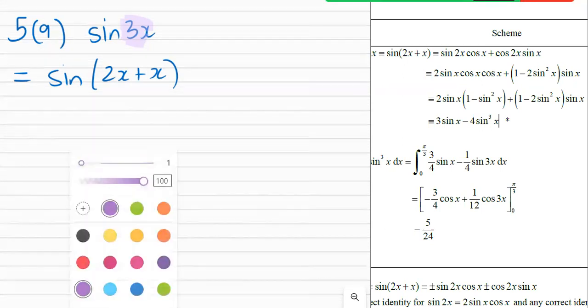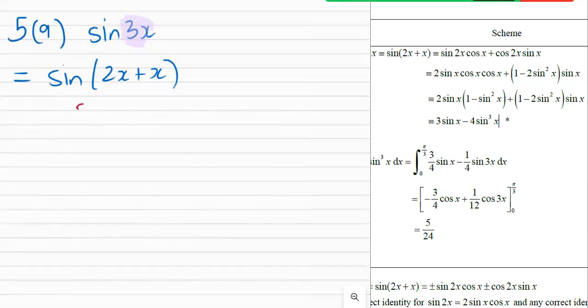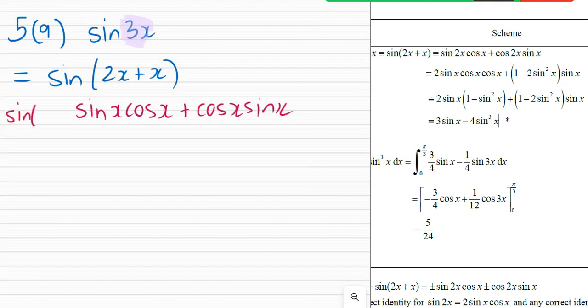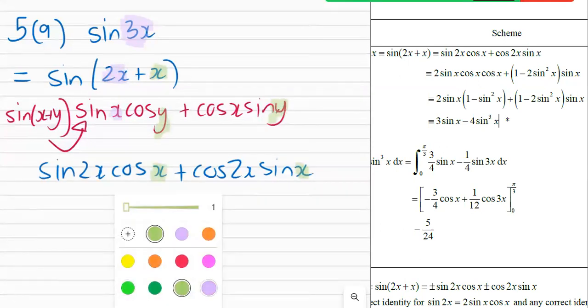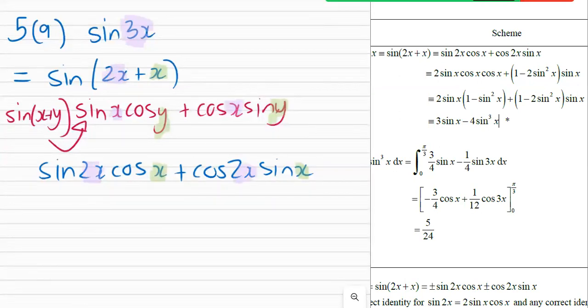And then we take a look at our identities. This one is on the mark scheme. So we know sine x cos y plus cos x sine y is going to be sine of x plus y. Let's make this y. Sine of x plus y is going to equal this whole thing. But our angles are different, so 2x is our x value. So this 2x is in our x position. So sine 2x cos x plus cos 2x sine x. So just to track that, x has gone in the y position over there, and the 2x has gone in the x position. So what do we do from here?